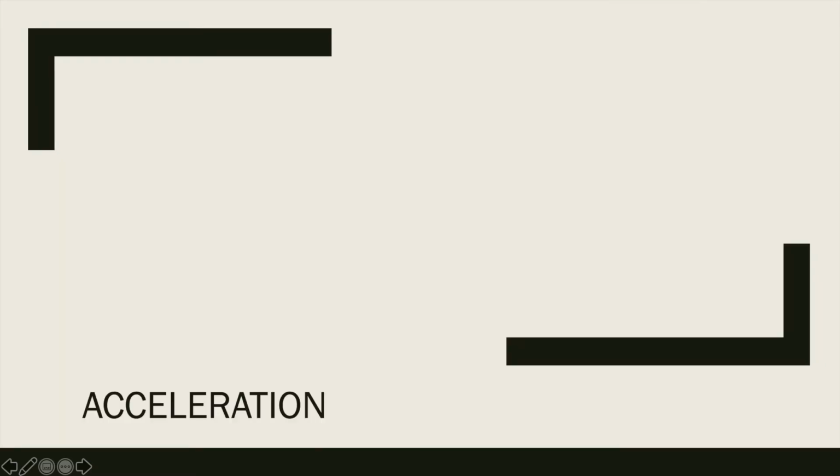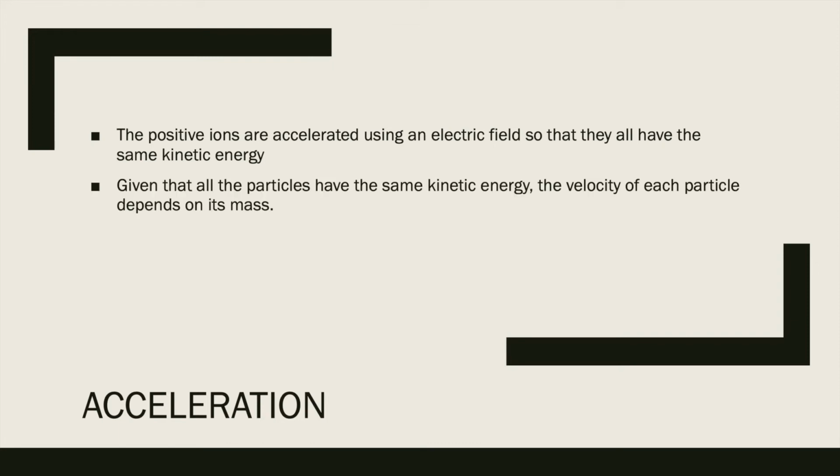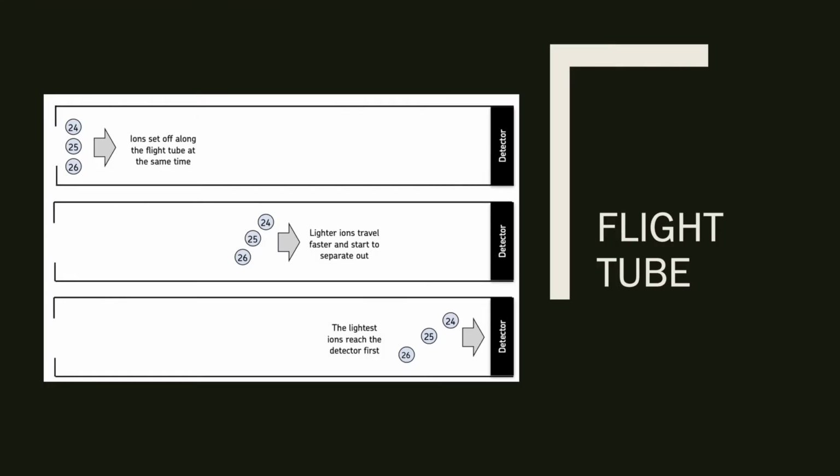Okay, so moving on to part 2, acceleration. The positive ions are accelerated using an electric field so that they all have the same kinetic energy. Given that all the particles have the same kinetic energy, the velocity of each particle depends on its mass. Lighter particles have faster velocity and heavier particles have a slower velocity. That's all there is to acceleration. It's just where the kinetic energy is all the same, so that the only factor that differentiates everything is how fast the velocity is.